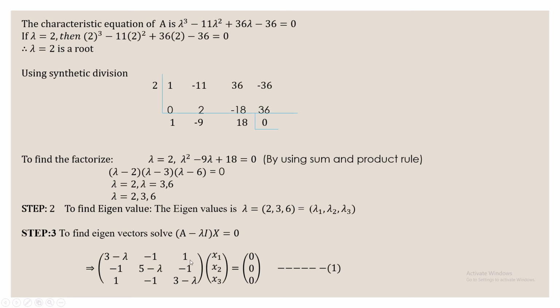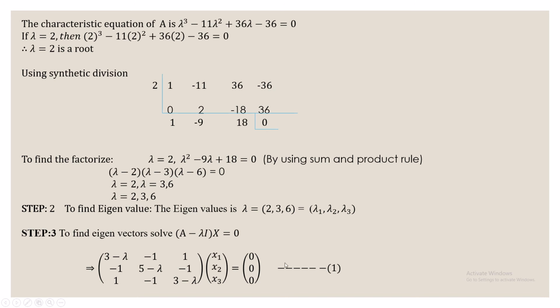And then we subtract the identity matrix. The diagonals always have to be subtracted with lambda: 3 minus lambda, 5 minus lambda, 3 minus lambda, and the upper and lower triangle you write as it is. Capital X is x1 x2 x3, equal to 0 0 0.